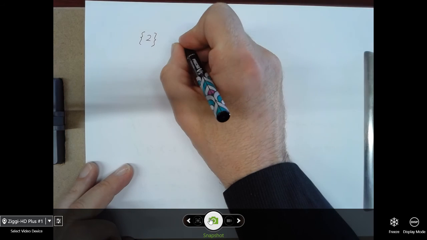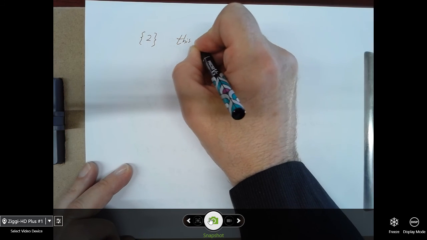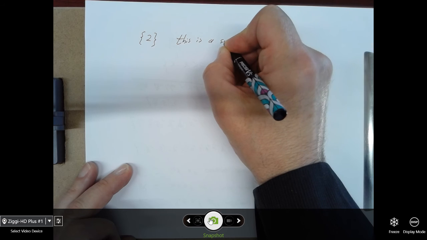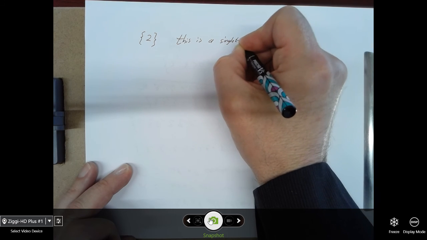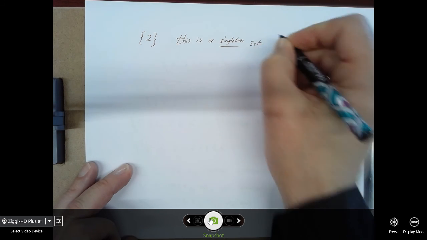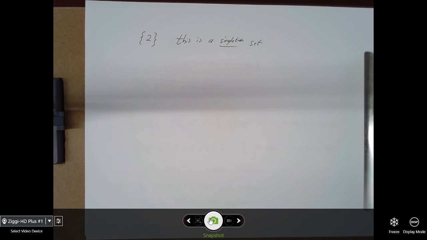All right, is that a set? It's a set that has a single thing in it, just the number 2 in this case. It's still a valid set. So this is a singleton set. Say again? This is the set of all 2's. Yeah.